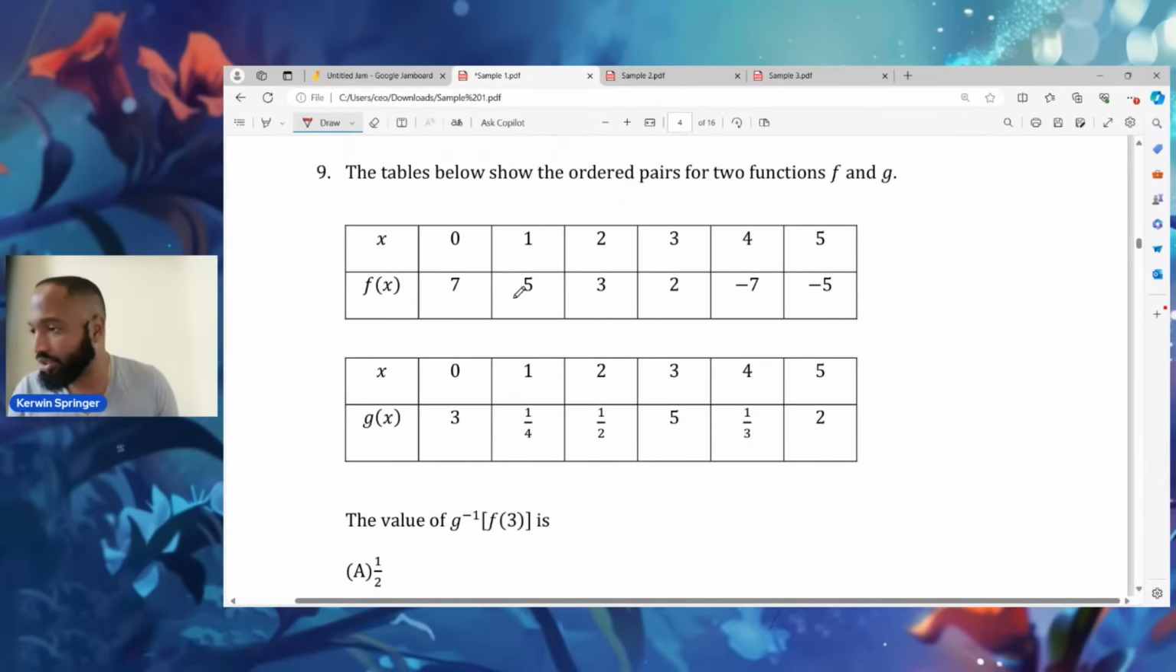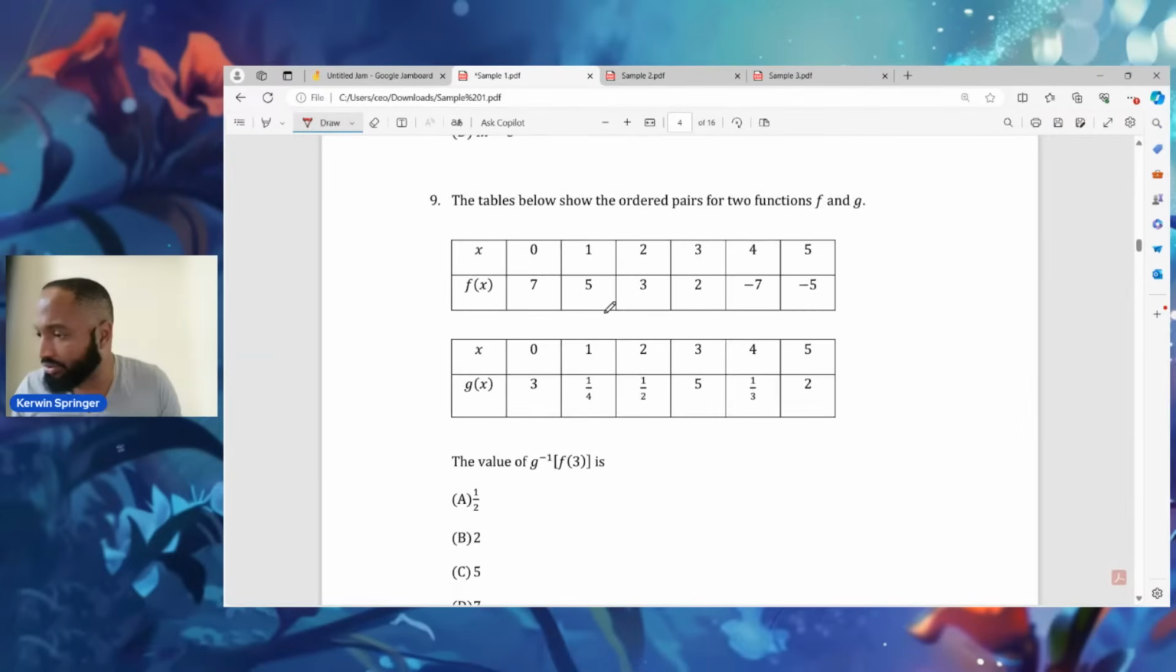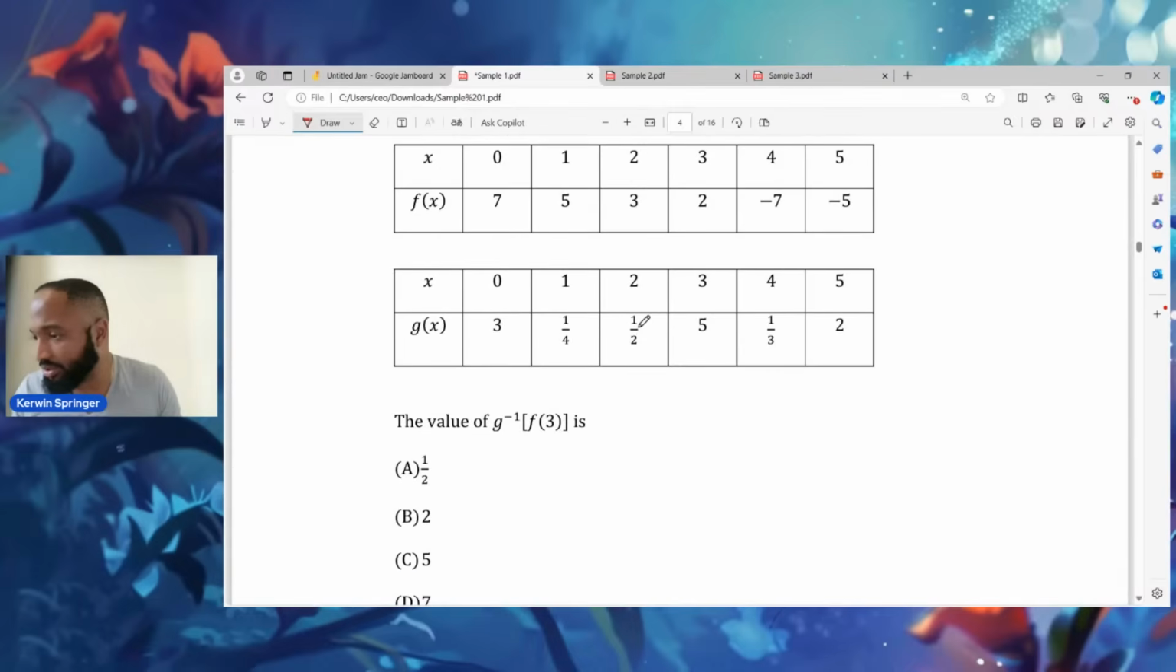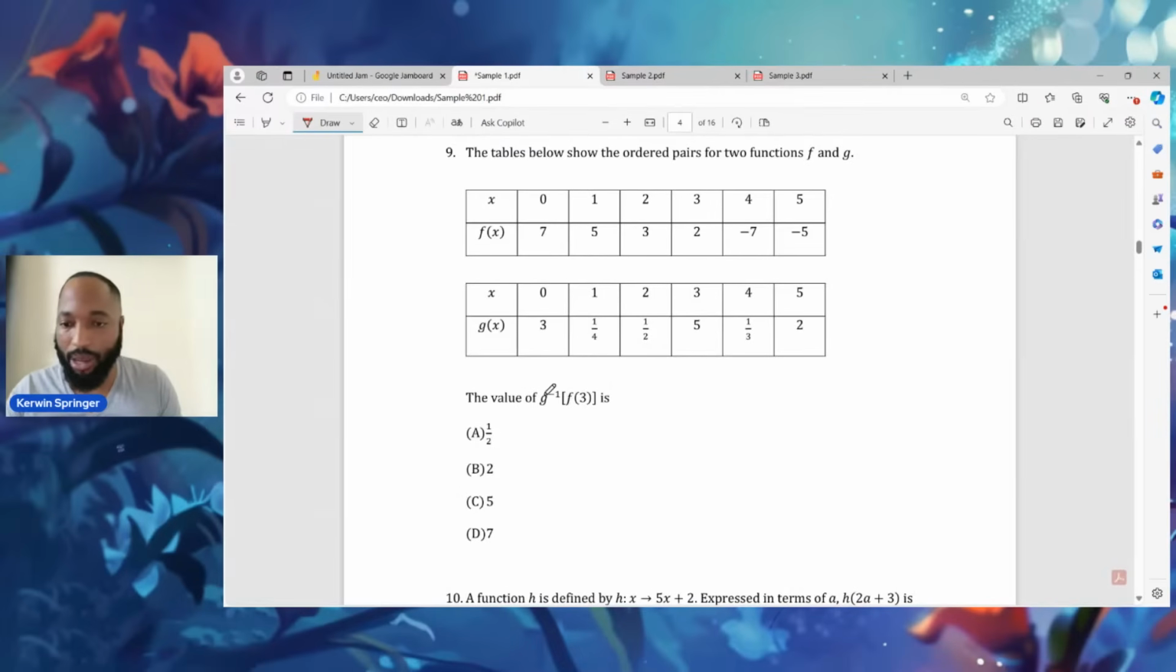The tables below show the ordered pairs for two functions, f and g. Okay, the value of g inverse of f of 3. So you need to do this bit by bit. So you need to do f of 3. F of 3 means substitute 3 and then find f of x. So that's going this way, right? So f of 3, if x is 3, f of 3 is equal to 2. Y'all understand what they're telling you there?